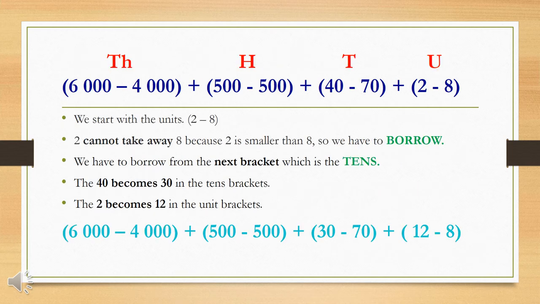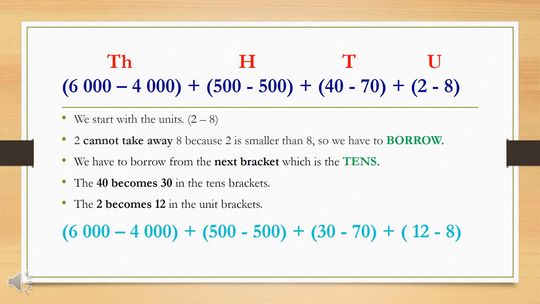Okay, so let us start subtracting. We said that we have to start from our units, which is 2 minus 8. Boys and girls, 2 cannot take away 8 because 2 is smaller than 8. So we have to borrow. What is next to the units? The tens. We have to borrow from the next bracket, which is the 10. The 40 now becomes 30 because it is lending 10. So it becomes 10 less. And the 2 now becomes 12 because it borrowed 10, meaning it became 10 more.